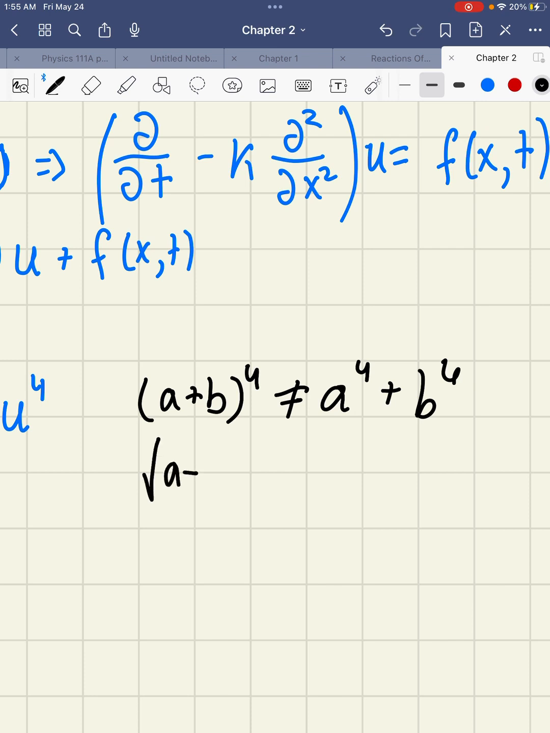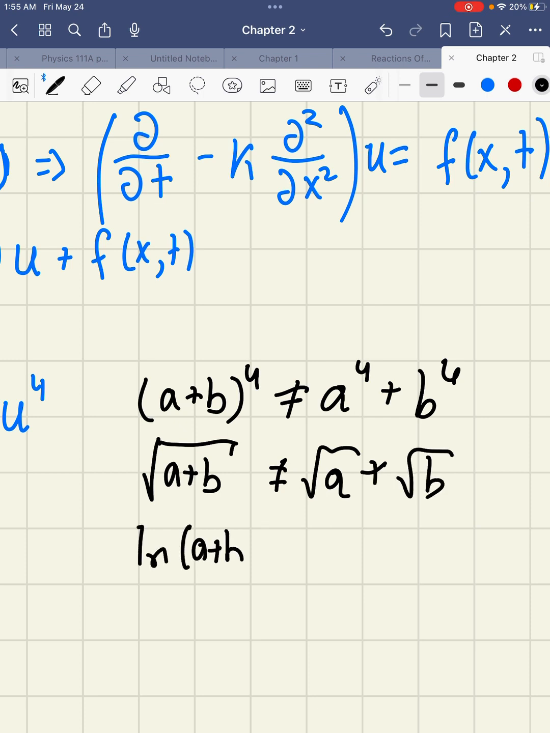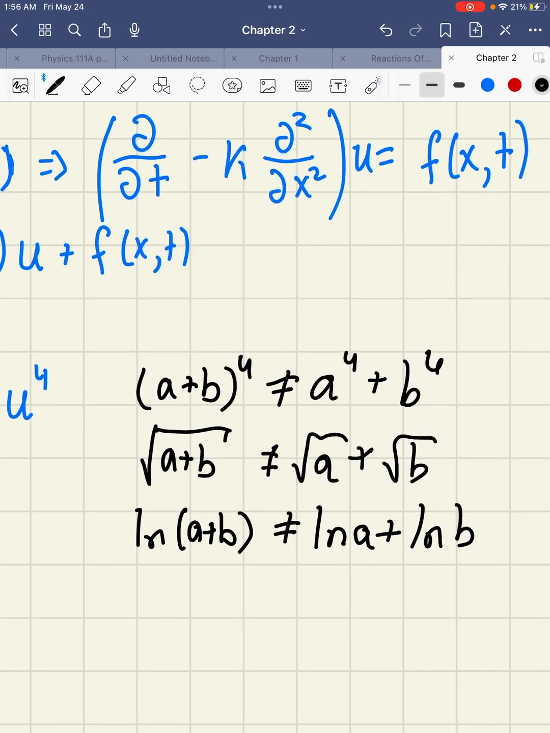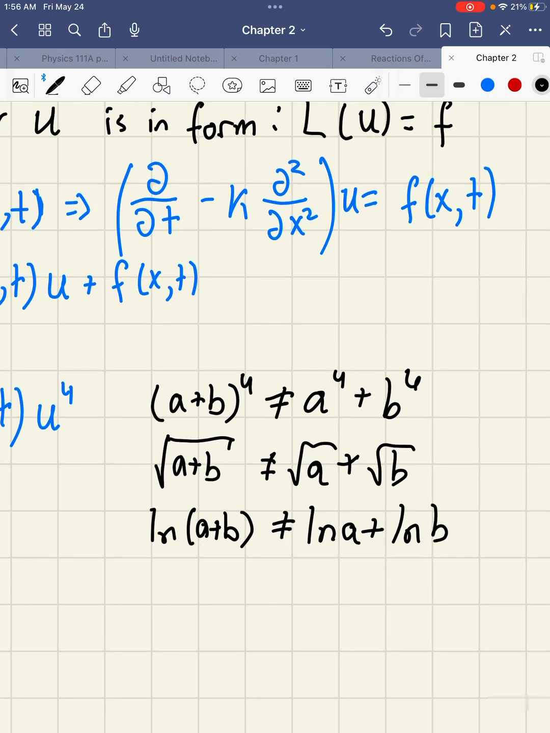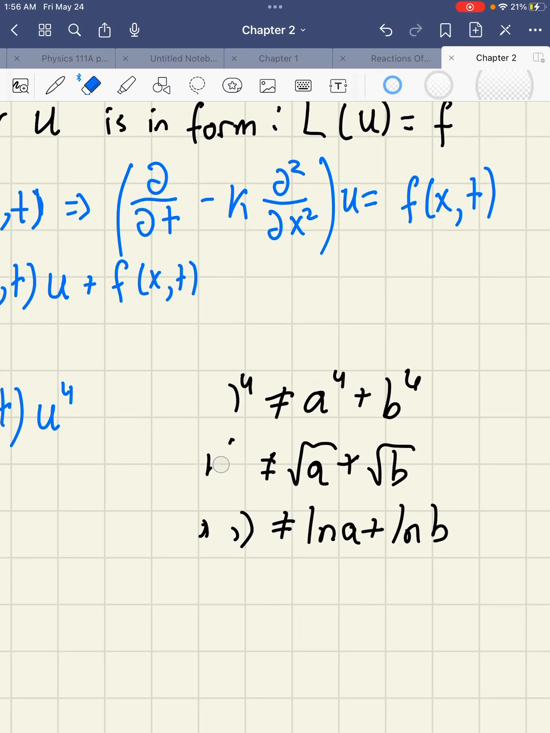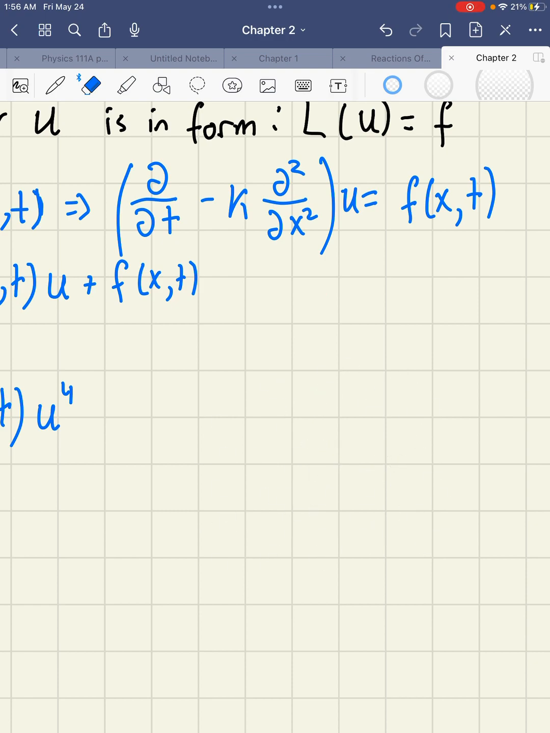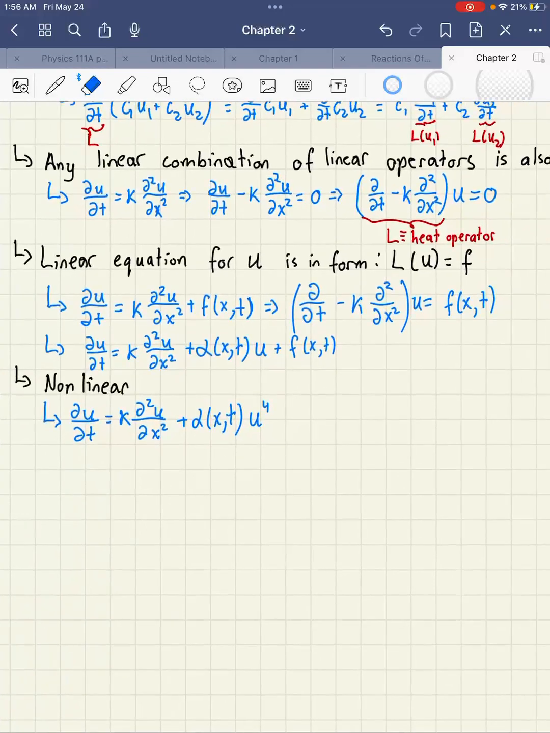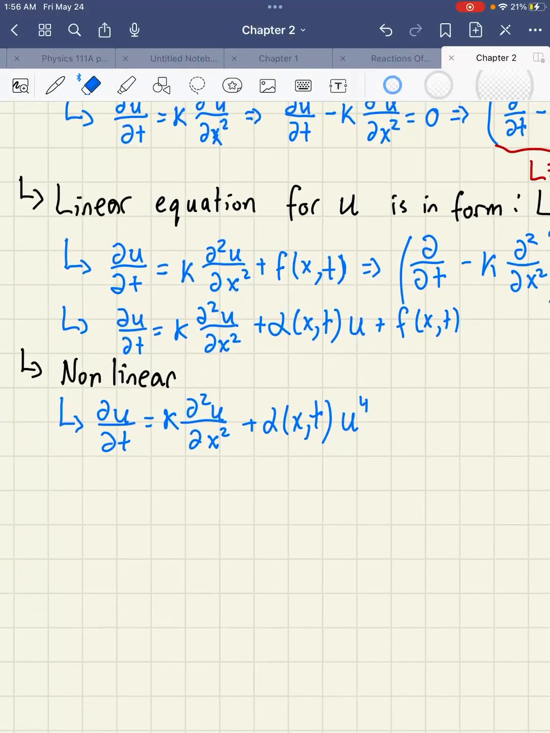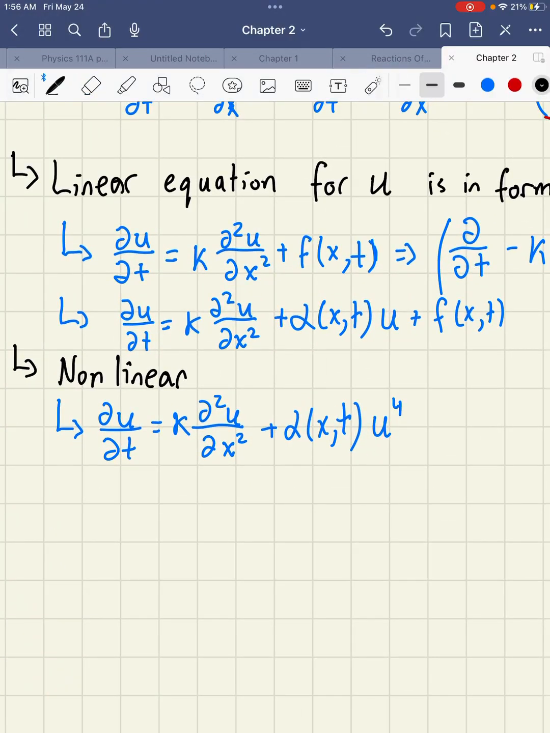Similarly, the square root of a plus b is not equal to square root a plus square root b, or ln of a plus b doesn't equal ln of a plus ln of b, because these are not linear operators. They don't satisfy the required condition. So as long as you understand the main idea, the definition, you will be fine. This is a simple basic concept. Now let's move on.